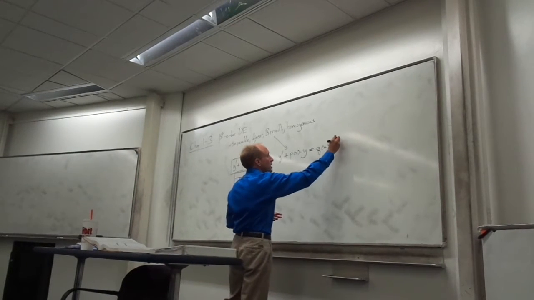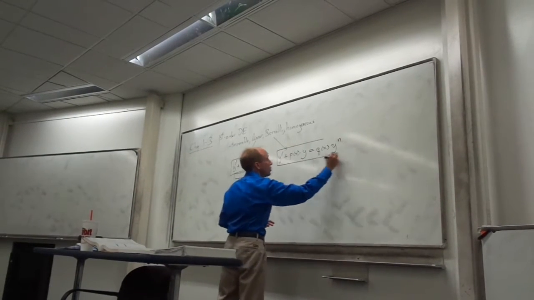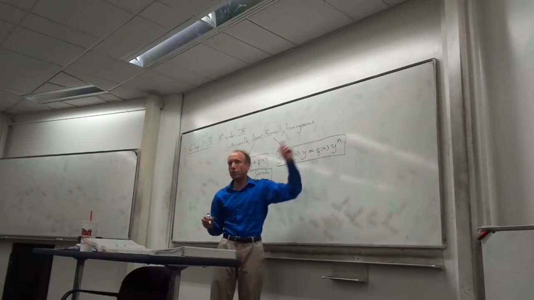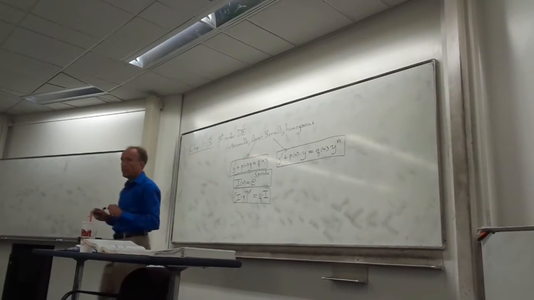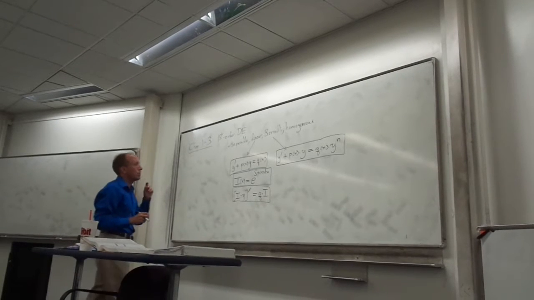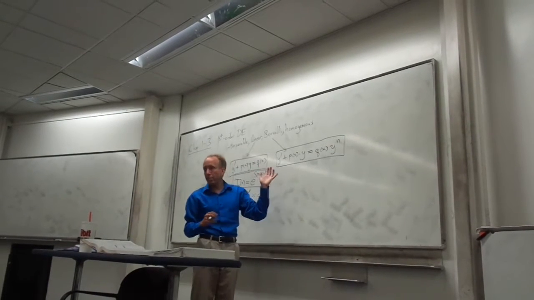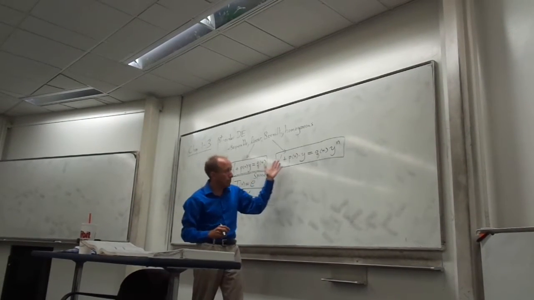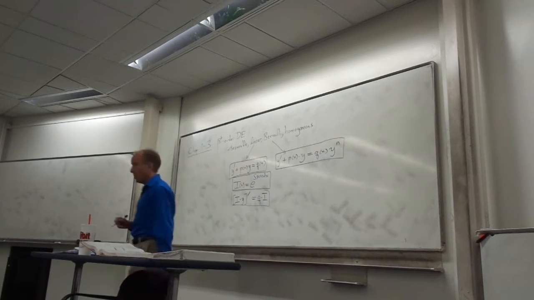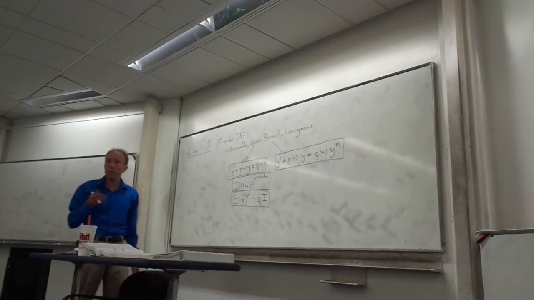Basically, the difference here is the y to the n that shows up on the right-hand side of the equation. The y to the n that shows up there. Now, the things you need to be able to do here is you have to be able to identify a Bernoulli equation, like look at it and tell me it's Bernoulli.